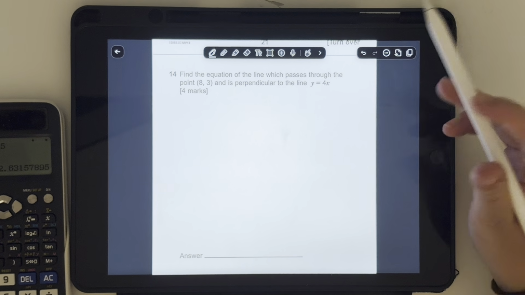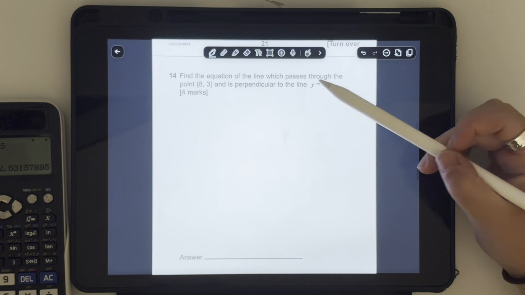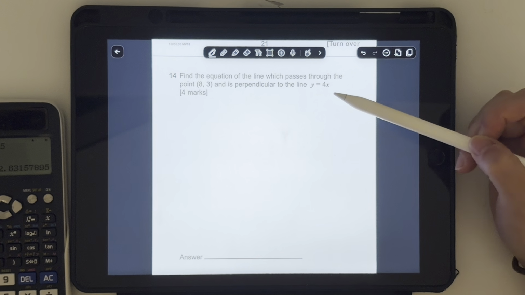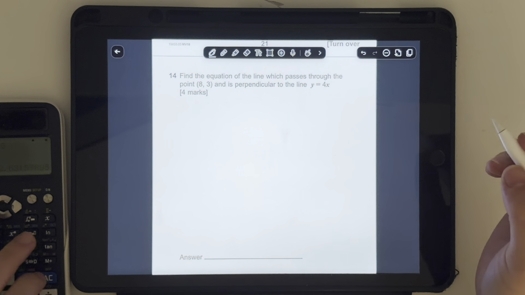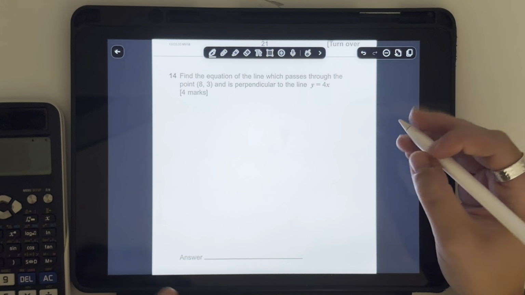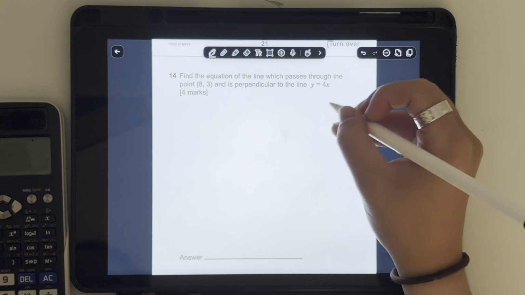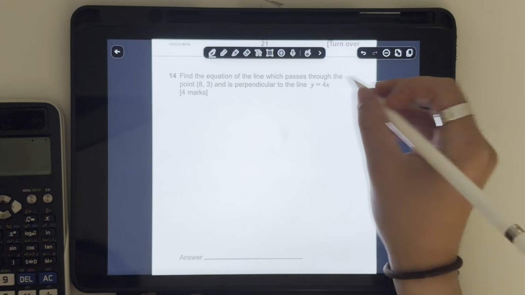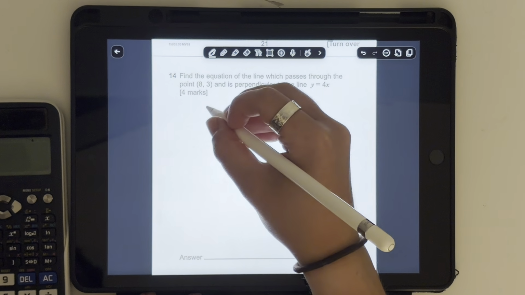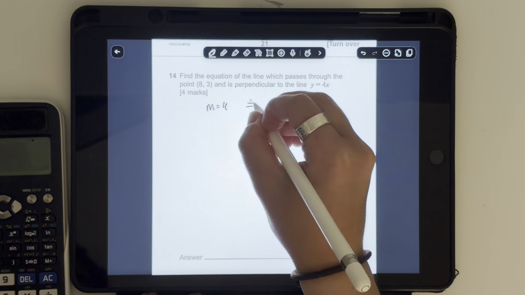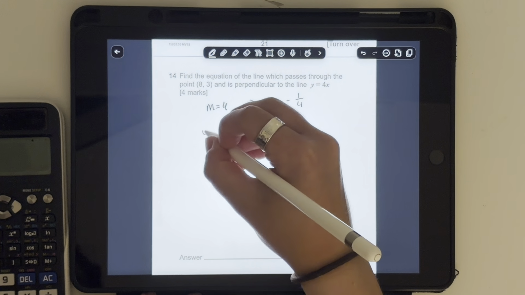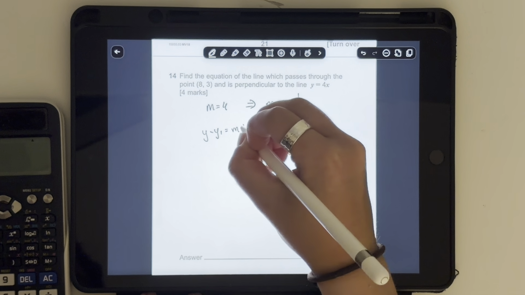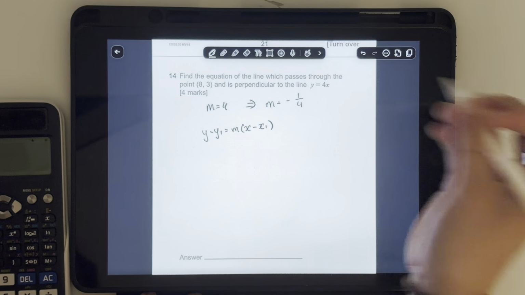Okay, so find the equation of the line which passes through the point (8, 3) and is perpendicular to the line y equals 4x. Let me just check. Okay, yeah, my recording is all good. Sorry about that. So first of all, this equation again.